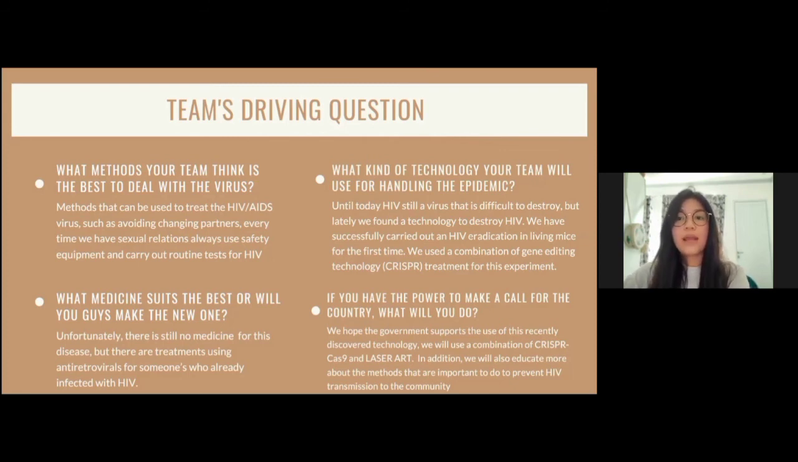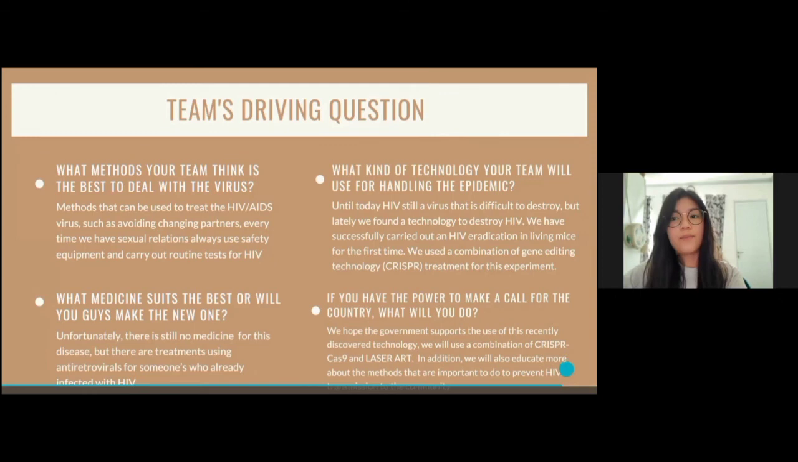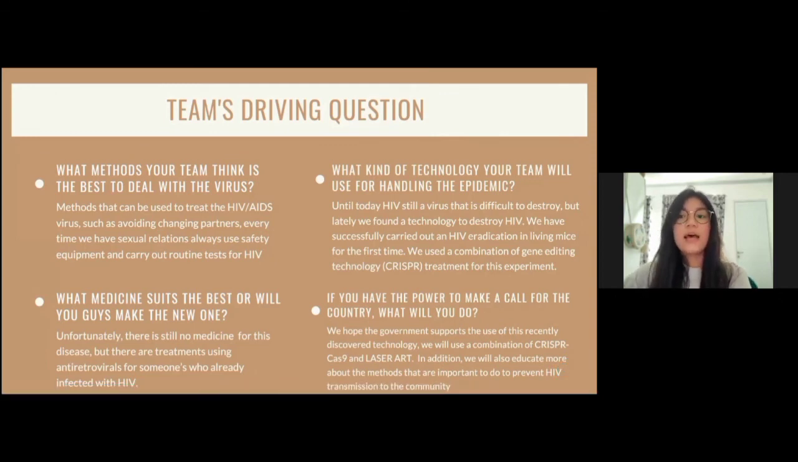Therefore, we will remind again the importance of having safe sex and always using safety devices such as condoms when having sexual intercourse, because condoms are the most effective form of protection against HIV and other sexually transmitted diseases. And avoid changing partners during sexual intercourse, because a person can be exposed to a sexually transmitted disease without knowing it.